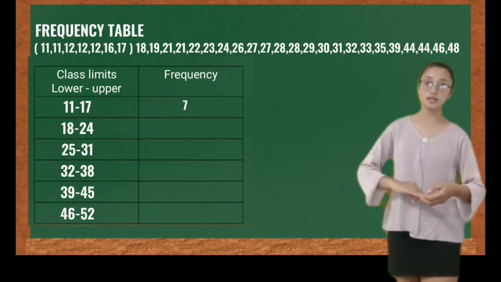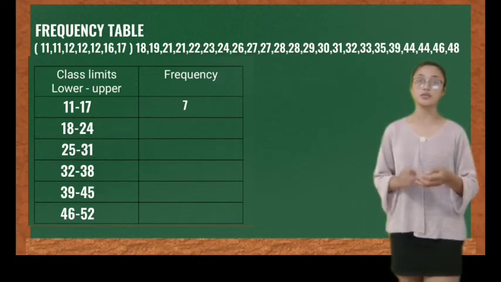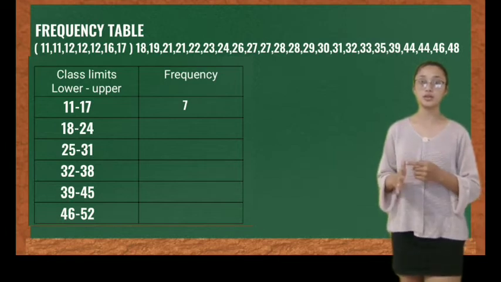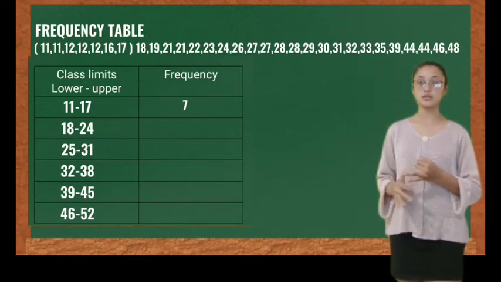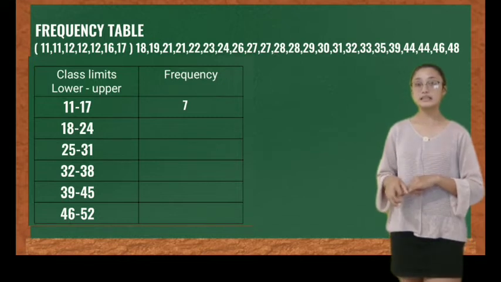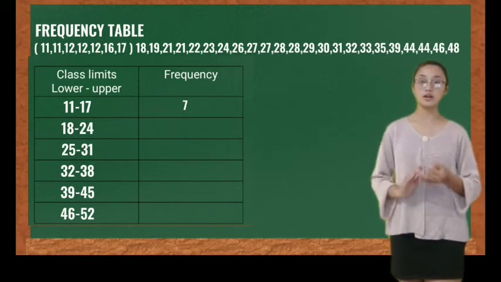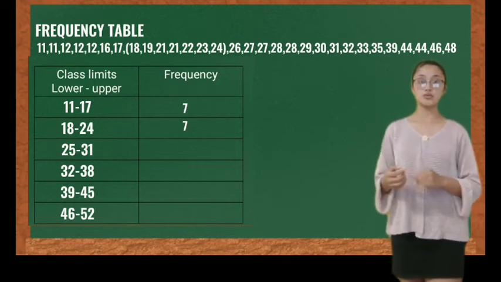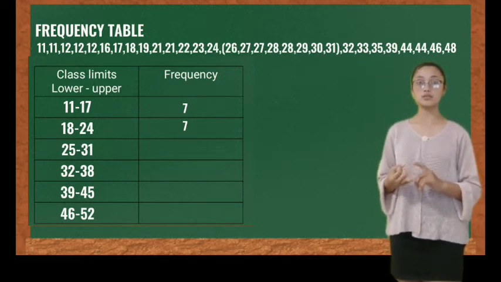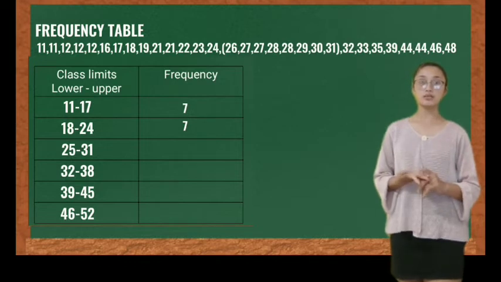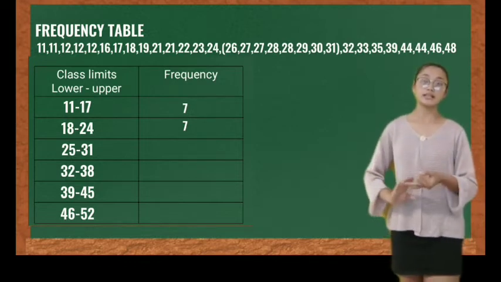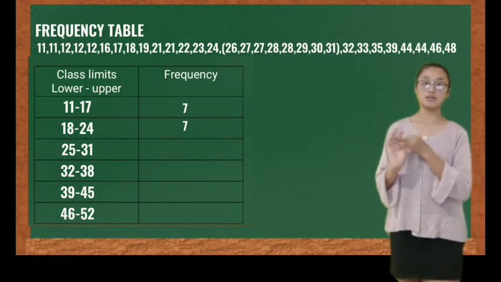So the next one is 18 to 24. So we have 18, 19, 21, 21, 24, 22, 23, 24. So the second class also has a frequency of 7. Next is 25 to 31. So we have 26, 27, 27, 28, 29, 30, and 31. So that class has a frequency of 8.